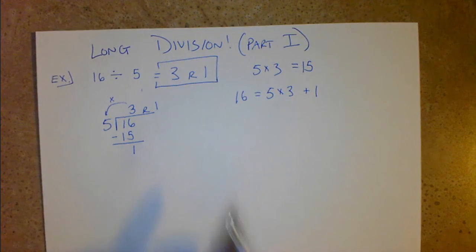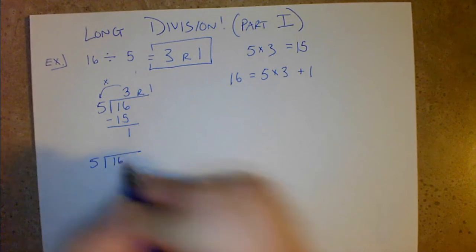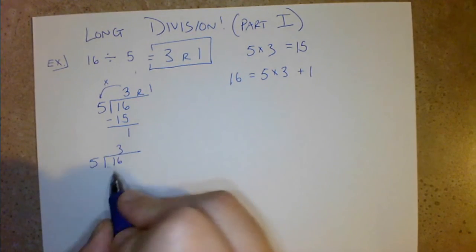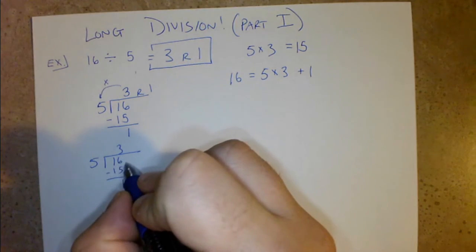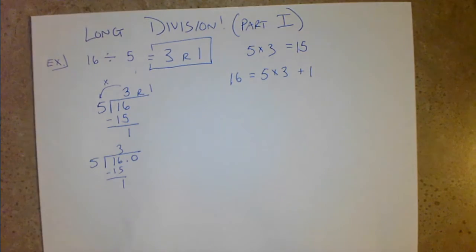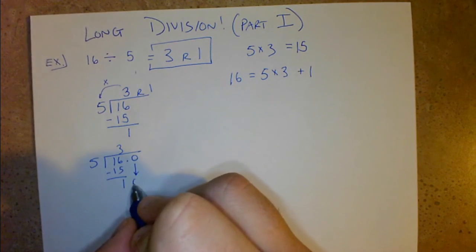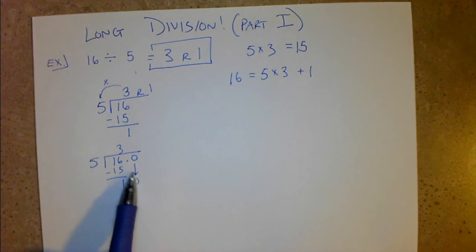Now let's talk about a different way of representing this answer. How many times does 5 go into 16? Well, we already did that. 3 times 5 is 15. Subtract, I get 1. Now this 16 is really a 16.0. And so what I can do is I can drop a 0 down here. And we'll see a lot more examples of this in a bit. So I have this remainder of 1. I'm going to drop this 0 down.